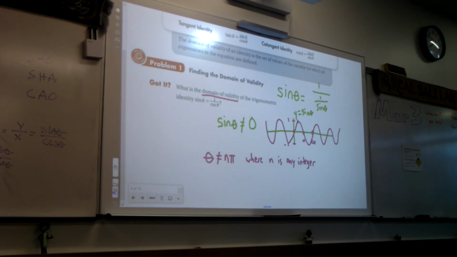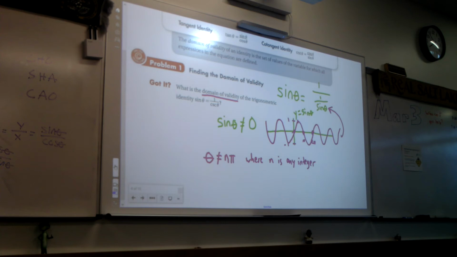So what's an integer? It's a whole number that could be positive or negative. So if I'm doing n pi, does that cover every x-intercept out there? Does that cover 7 pi? Yeah, because n can be any integer, right? So this is going to take every multiple of pi and basically say, don't let theta be any multiple of pi, because any multiple of pi will be an x-intercept, which would make sine become 0. And what do we not want to do? We don't want to divide by 0.